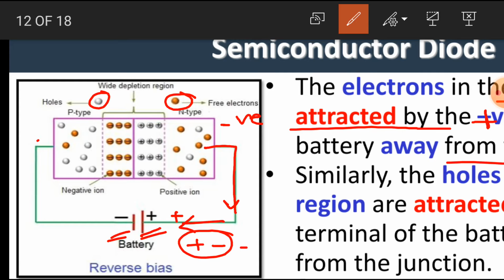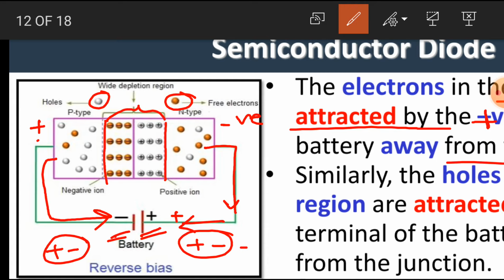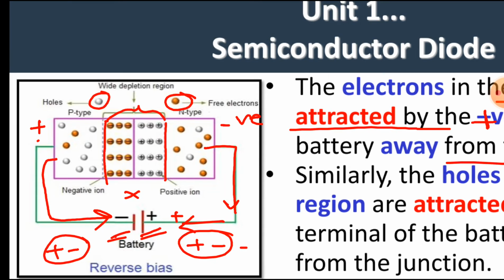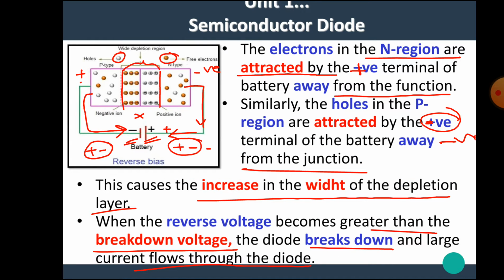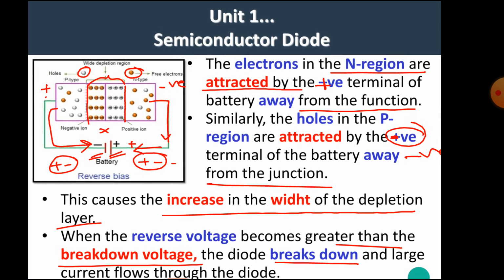Similarly, the holes are connected with the negative terminal. Holes have a positive charge. Here again a positive and negative charge combination occurs. That means these positive holes are attracted by the negative terminal of the battery. During this process the depletion layer width increases. The increase in the depletion layer width causes no current to flow in the circuit. I hope you all understand the concept of reverse bias in the p-n junction diode.